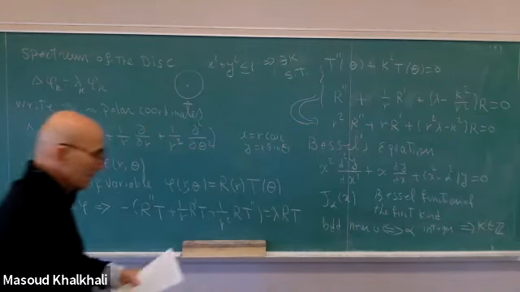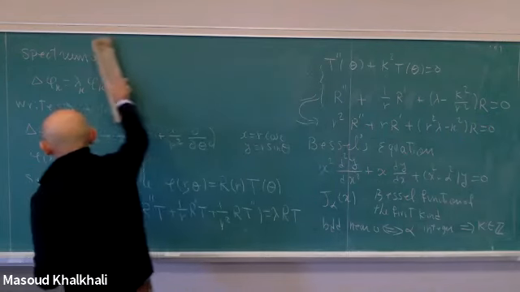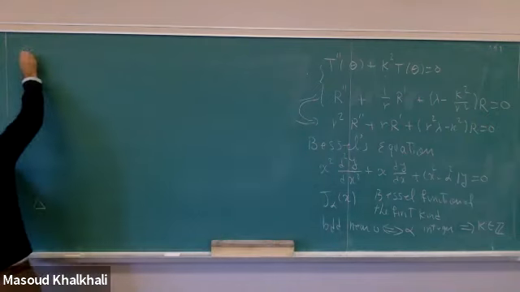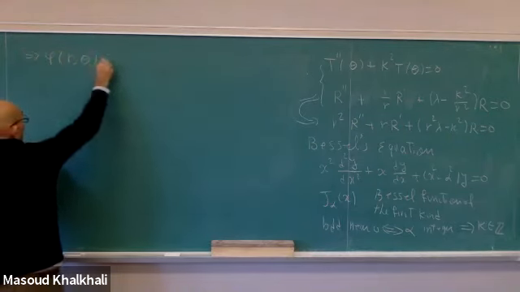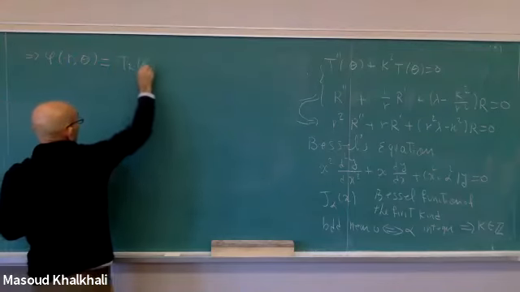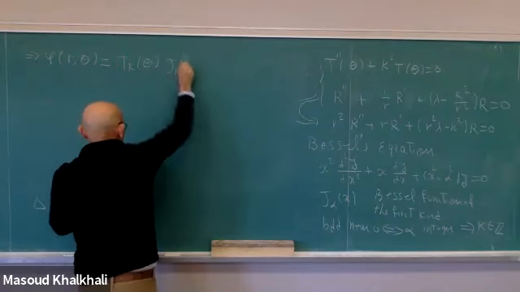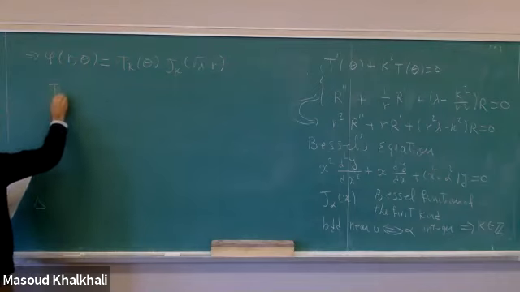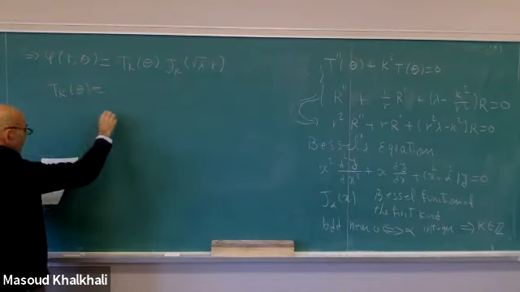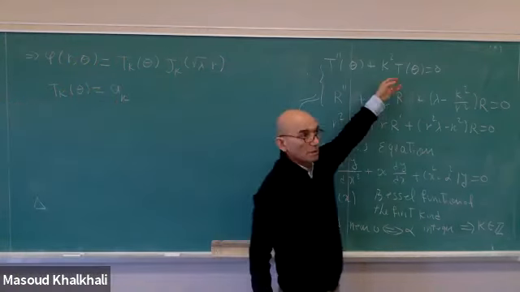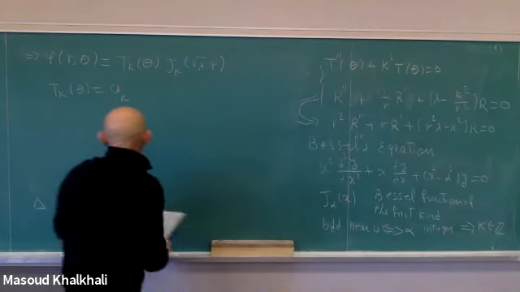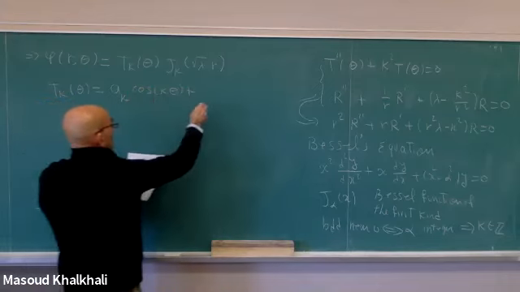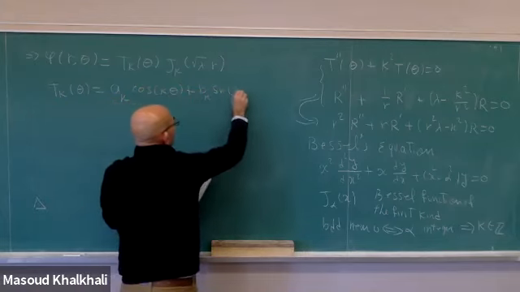Okay, so once we get that, we get a series of solutions like this: phi of r and theta equals T_k of theta times J_k of the square root of lambda r. This is the Bessel function. Well, T_k, the angular part, is equal to a_k cosine of k theta plus, this is like a harmonic oscillator equation, so classical, the general solution, b_k sine of k theta, right?